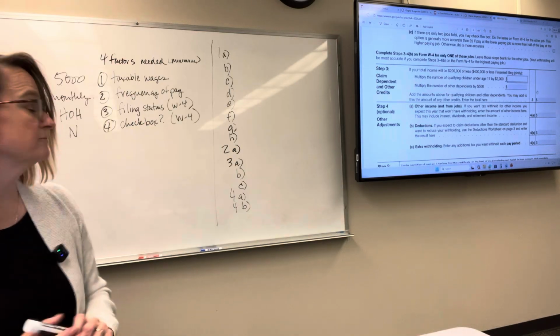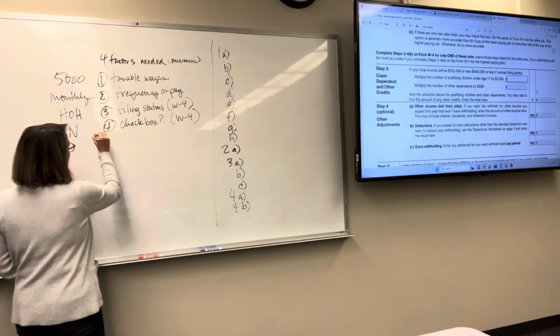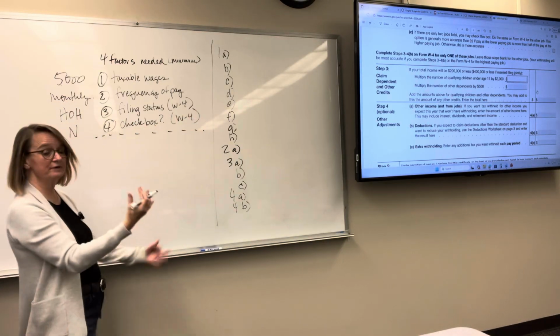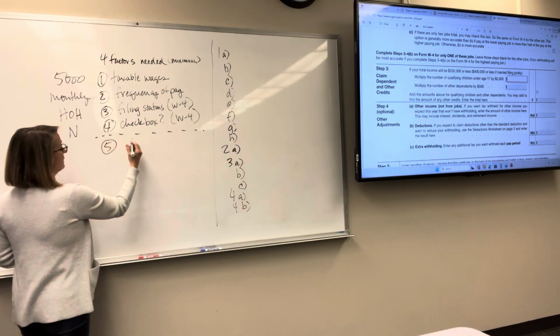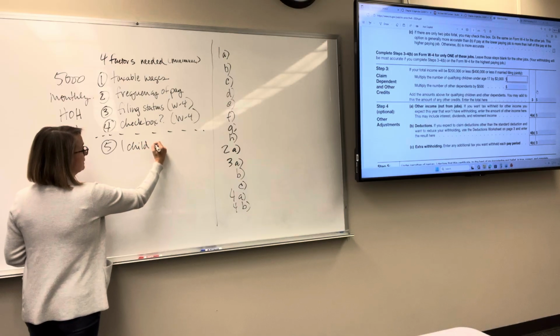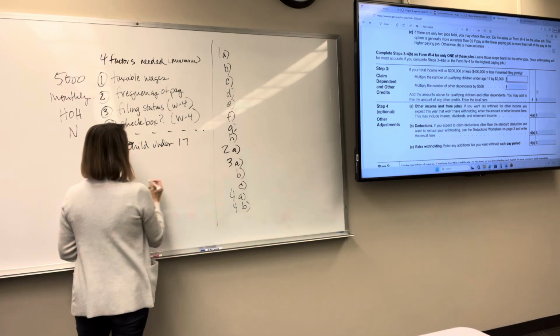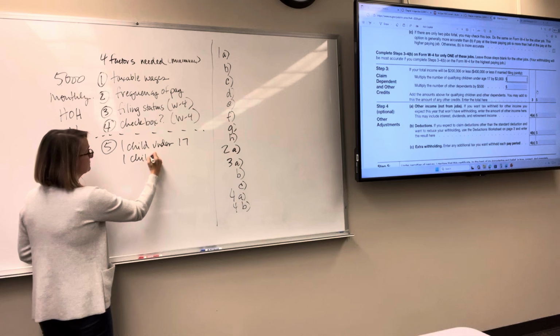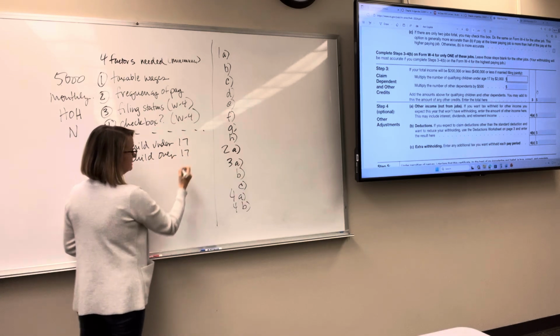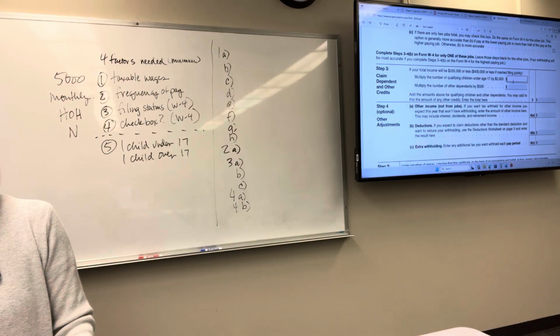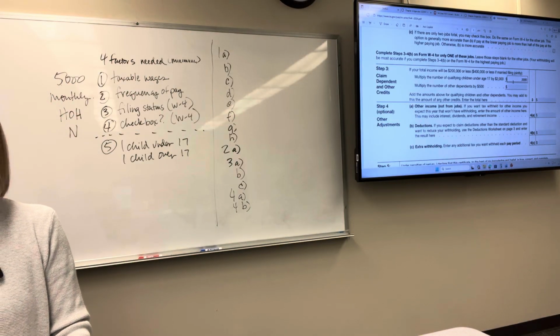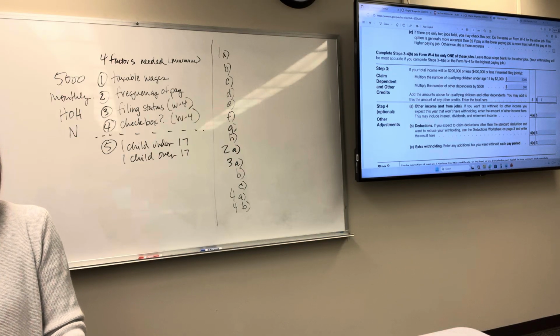And let's say they have, so again, this is the minimum information we need, but we may have other information that also factors in. So they've got one child under 17, and they've got one child over 17. Multiply the number of qualifying children under 17 by 2,000. This would have been filled out, and then they've got this filled out as well. So line 3 ends up being 2,500.